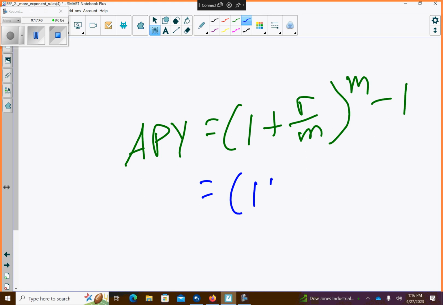Okay, so 1 plus 0.084 divided by M, quarterly is 4, raised to the 4 minus 1. And that's definitely all on a calculator. So 1 plus 0.084 divided by 4 raised to the 4th, and then minus 1. Oh, it was quarterly. Yes.